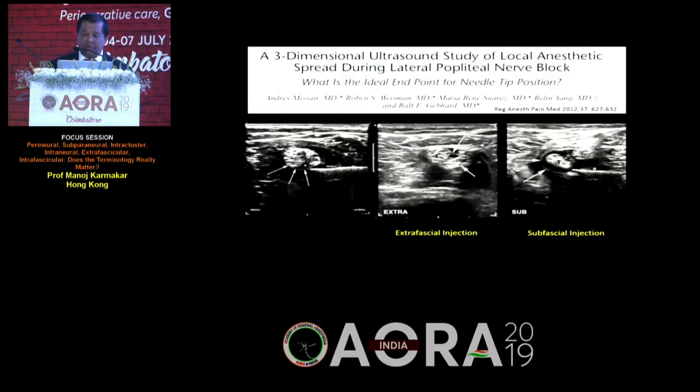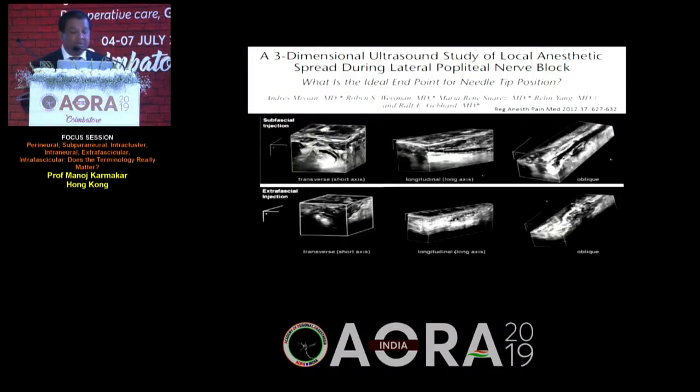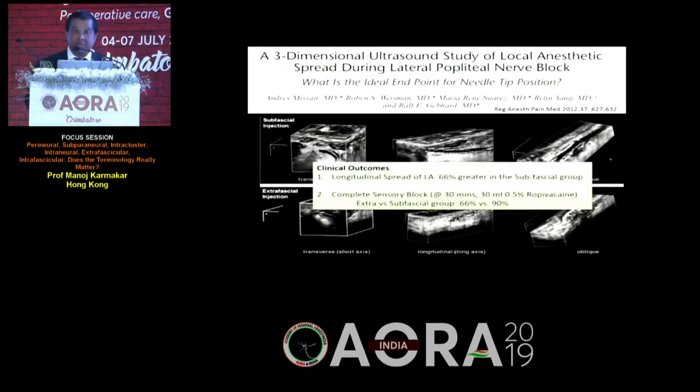So when you perform an injection that is outside, which is the image on the bottom pane, and the image on the upper pane is the one that is subfascial, you can see that there is more circumferential spread, more craniocaudal spread, in contrast to the extrafascial injection, which has quite a limited spread, limited to only a small segment of the nerve, as illustrated in this freehand three-dimensional imaging.